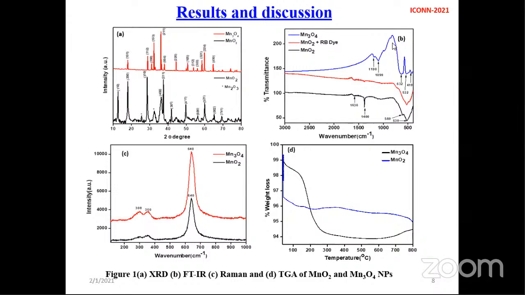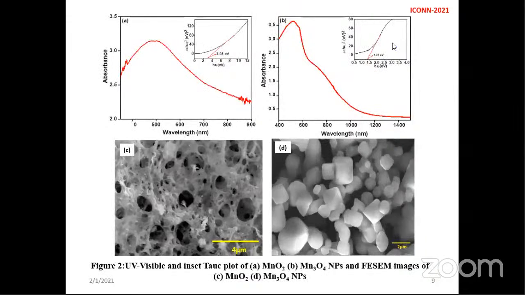Okay sir, two more. And then there is the TGA plot. From the TGA plot, we can see that the Mn3O4 nanoparticles were highly stable. We have also done UV-visible spectroscopy, from which the band gap was calculated from the top plot shown in the inset figure. And then FESEM was also done.